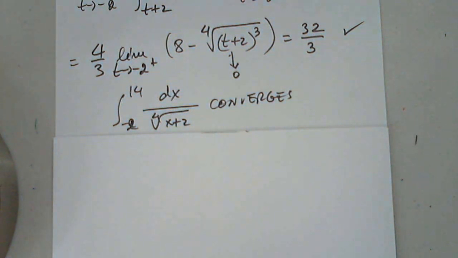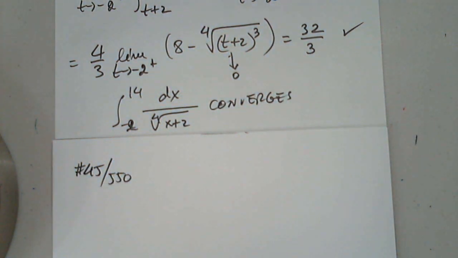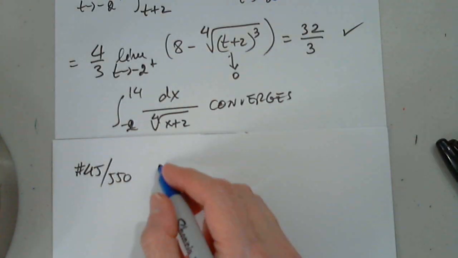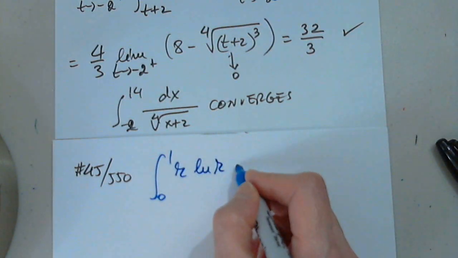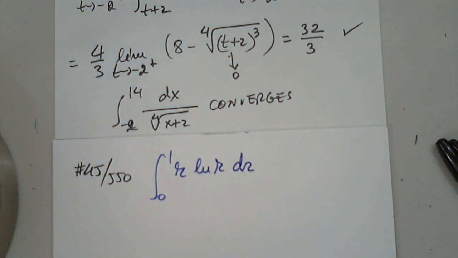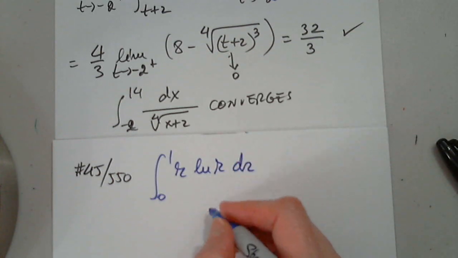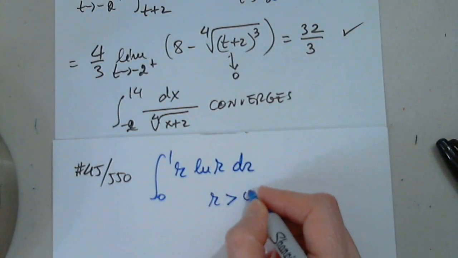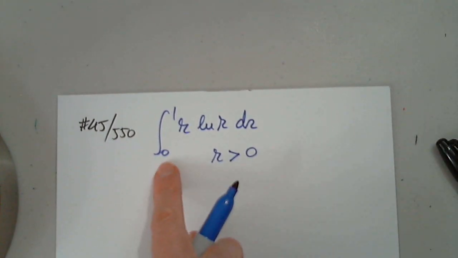Okay, so let's look at one more, 45, on the same page, 550. I'm going to change the color here. So we have the integral from 0 to 1 of r natural log r dr. Okay, so let's see how we address this. What is the problem here? This exists everywhere, but this requires strictly greater than 0. It's natural log. So there is a problem here.